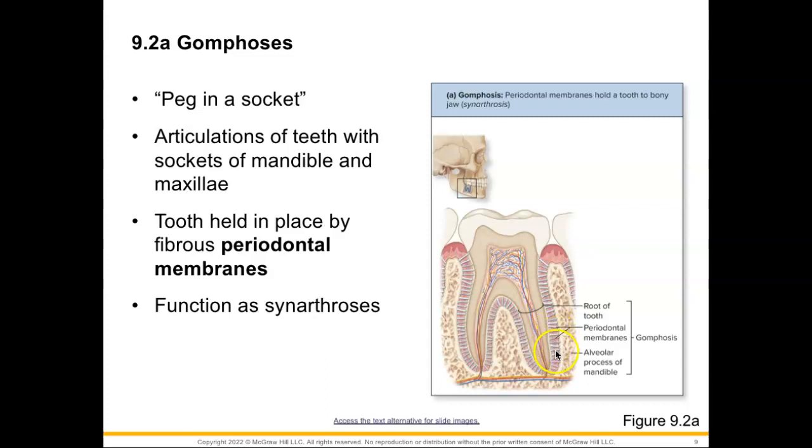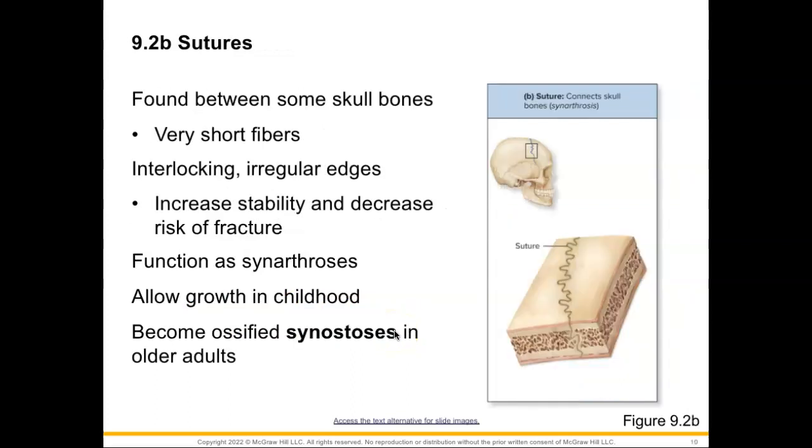If you think back to your childhood when you lost your teeth, the teeth start losing these periodontal membranes, and so your tooth becomes loose and eventually will fall out. And it's going to function as a synarthrosis. So if you think back to what synarthrosis meant in our functional classification, that means we are going to be immobile here.